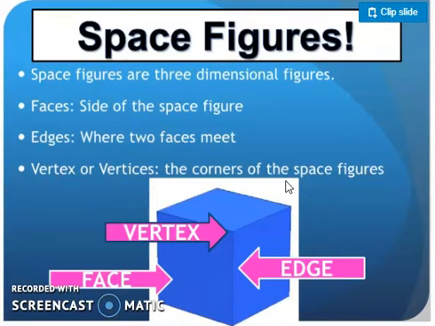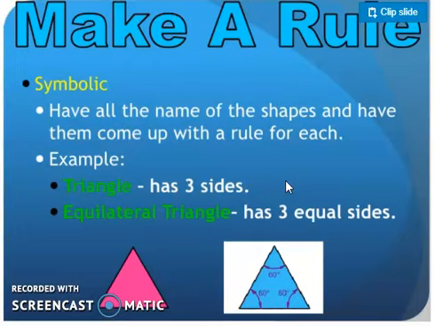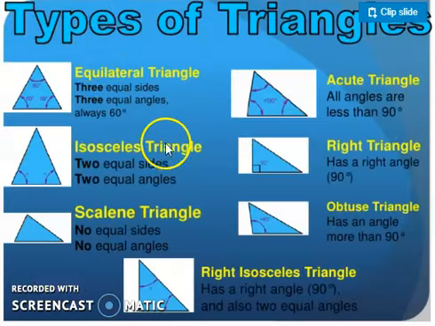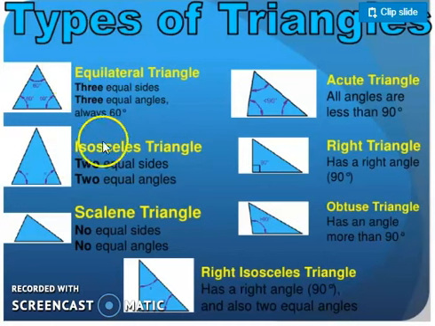Now space figures. Space figure means 3D figures. So today we will also learn about the space figures. First, introduced terms, we have done that. Now types of triangles. We have different types of triangles like equilateral triangle, isosceles triangle, scalene triangle, acute triangle, right triangle, obtuse triangle, and right isosceles triangle.